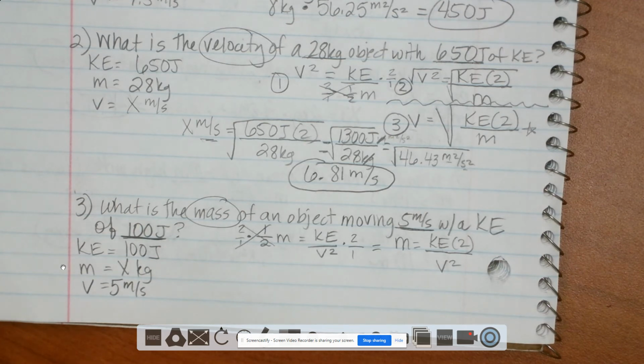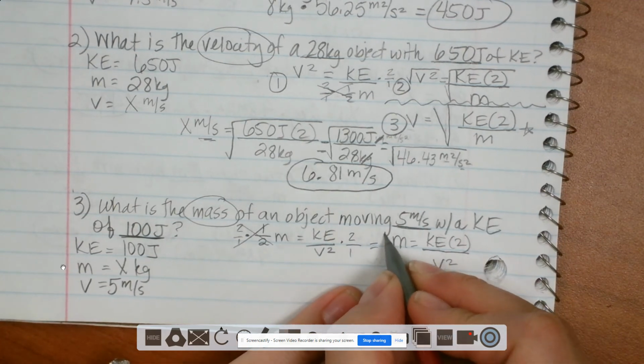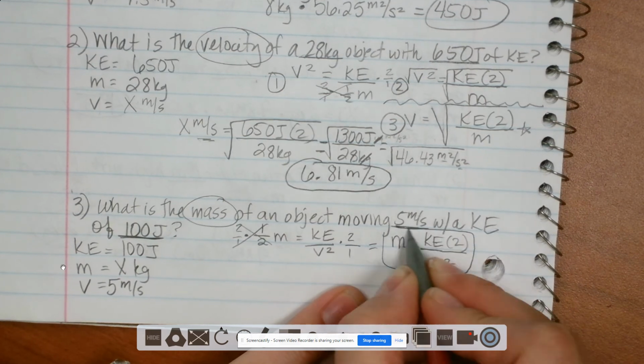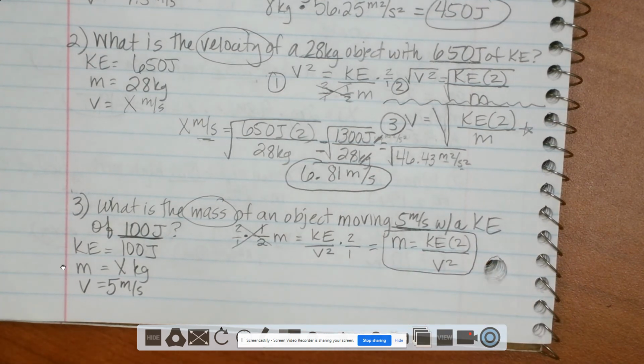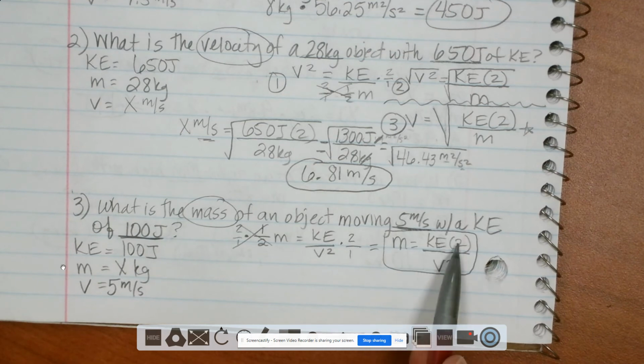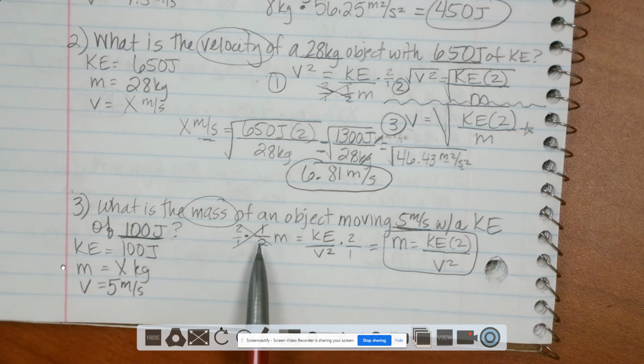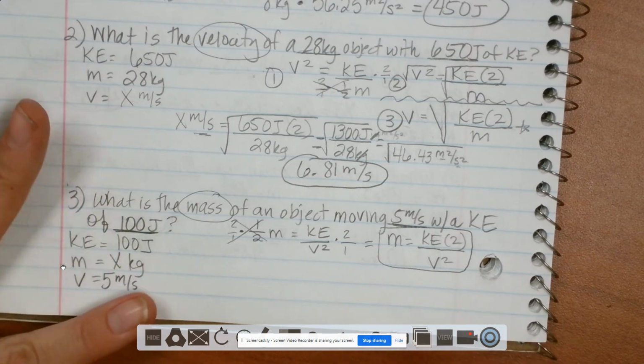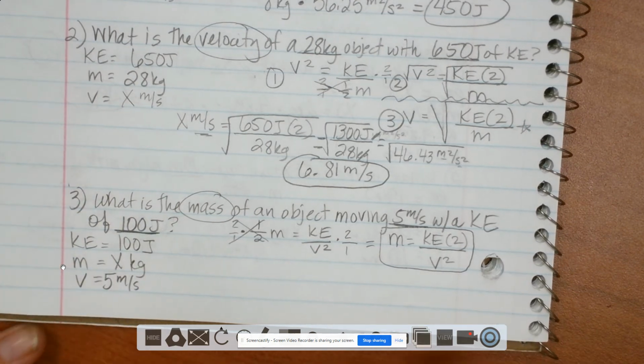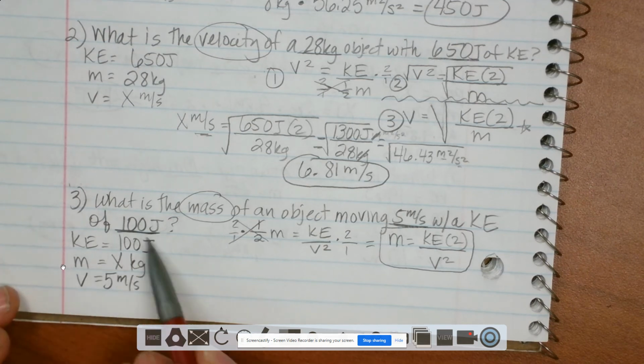But my final equation, this is the one I'm going to use to plug in all my information, is right there. Okay? So mass equals kinetic energy times 2 divided by velocity squared. So if you're wondering, why can't I just do kinetic energy divided by velocity squared and then get the mass and multiply it by half? It's because you'll get the wrong answer. Okay? It doesn't mathematically work. Algebra doesn't work that way. So let's plug in all of this to that.